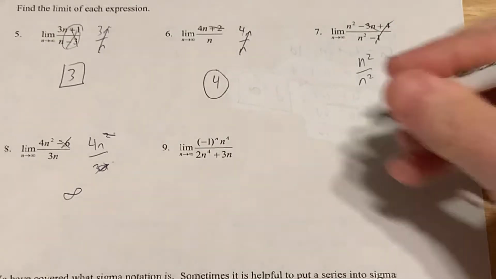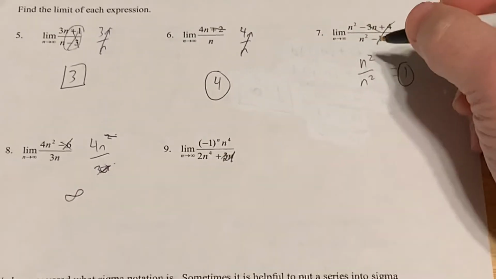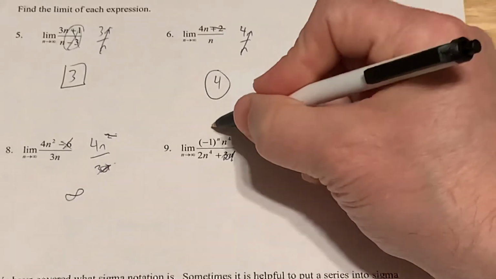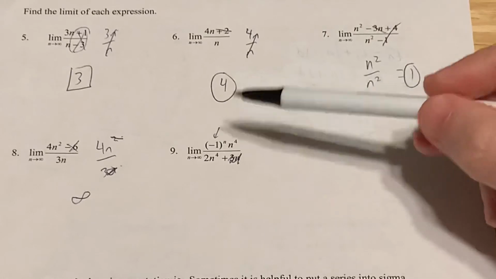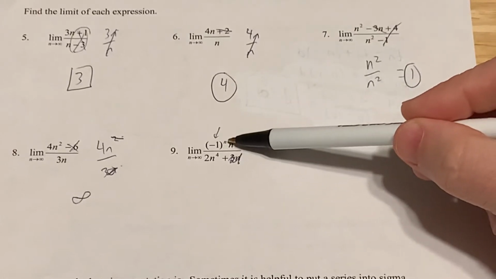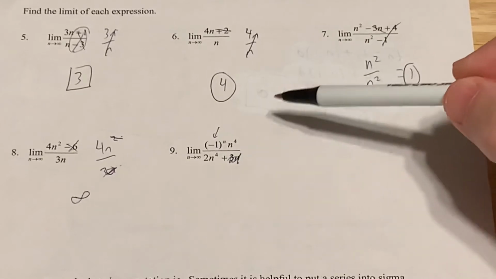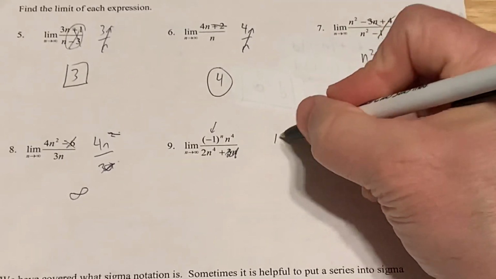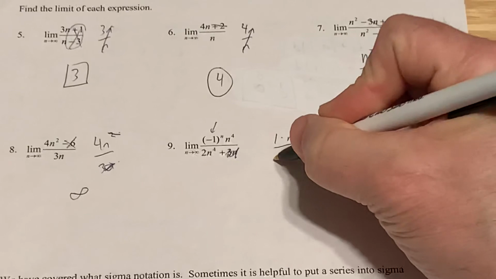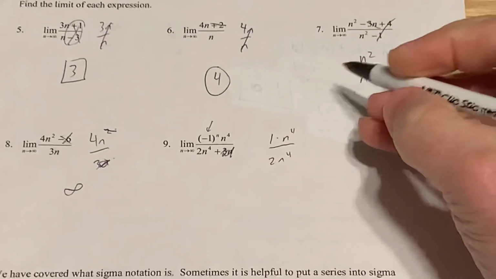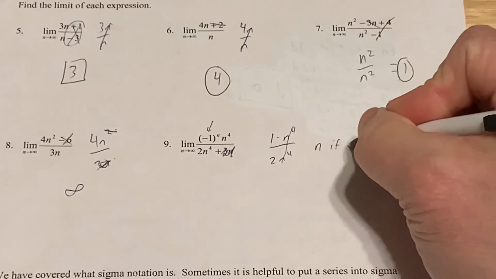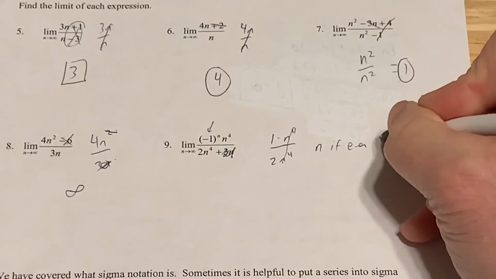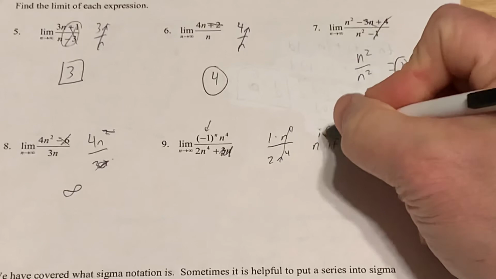Now we look at this one, and again, it's really just the highest exponent that matters. But I look at this. What is this going to do? Well, when n is even, -1 to an even is a positive 1. So that's going to become 1 times n to the 4th over 2n to the 4th, or reduced to 1/2. So if n is even, it goes to 1/2.